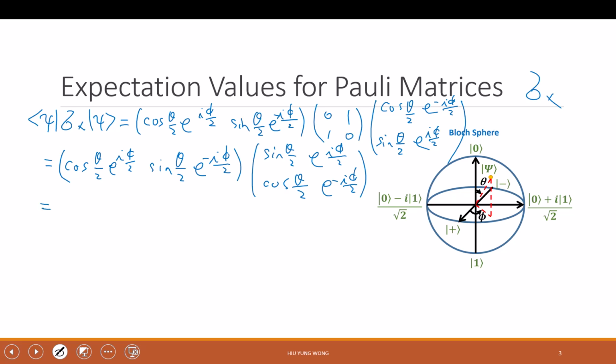Everyone okay with this so far? Okay, so row times column is what? First term: cosine theta divided by 2 e to the power i phi divided by 2, right? Some of you already see the answer, but I do it step by step. Times sine theta divided by 2 e to the power i phi divided by 2. Plus, right?